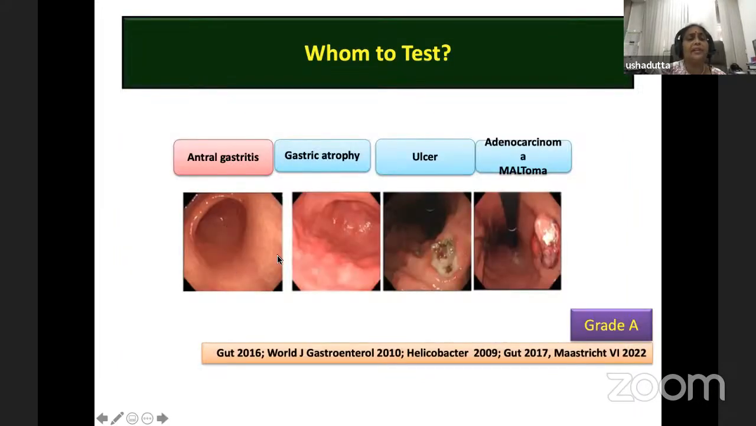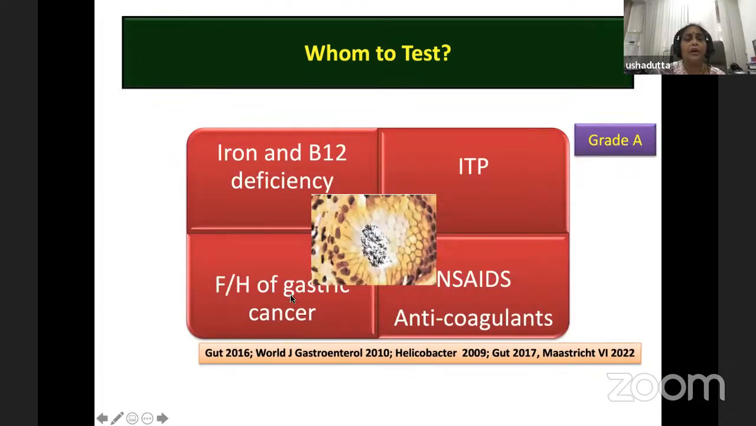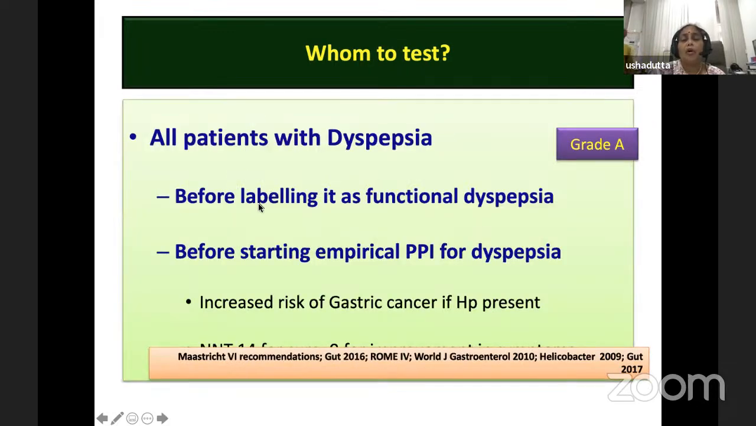Whom to test? Anybody with antral gastritis, gastric atrophy, gastric ulcer, adenocarcinoma, or MALToma should be tested, and there is grade A evidence for that. Whom else to test? Those with iron deficiency, ITP, family history of gastric cancer, or those who are on long-term anticoagulants or NSAIDs, we should test for H. pylori. All patients with dyspepsia should be tested for H. pylori before we label it as functional dyspepsia, and before starting empirical PPI.